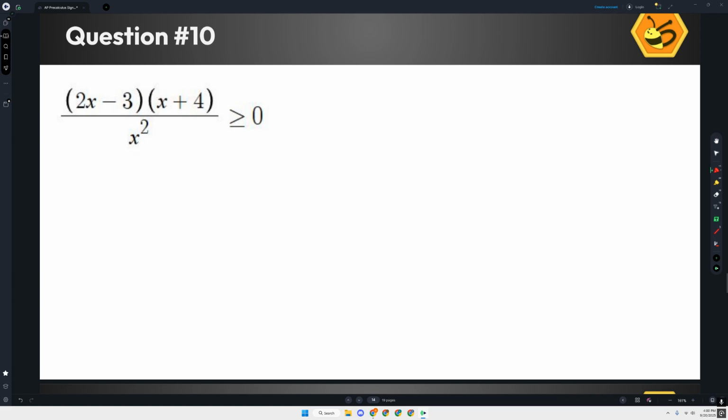Okay, and the answer for this would be negative infinity to negative 4, hard bracket, union, 3/2 to infinity. Any questions? Any questions about this one? Okay, going once, going twice, and sold.